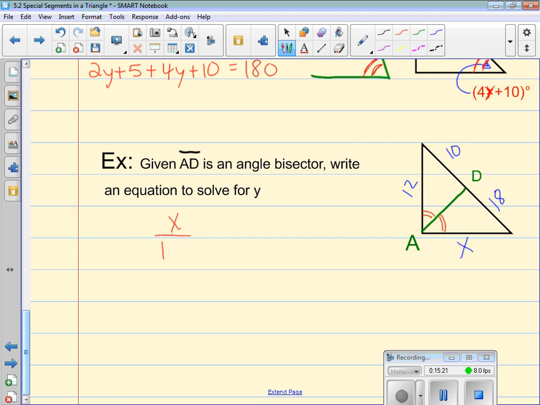I have x over 18 equals 12 over 10. Okay. Another idea could have been this. I could have done 10 over 12 is equal to 18 over x. In either case, I know that when I cross multiply, 10 is going to still multiply times x. And 18 is going to multiply times 12. Okay? So that's how you're going to solve those.